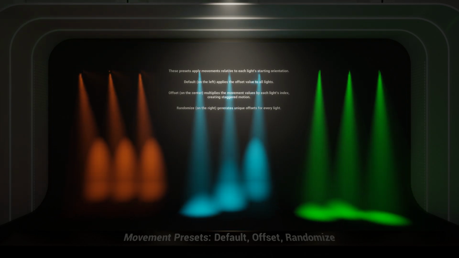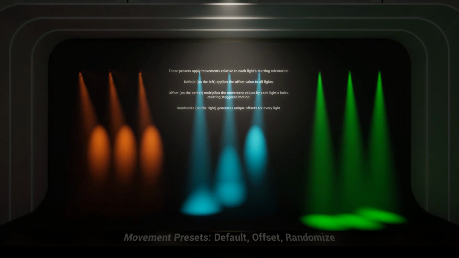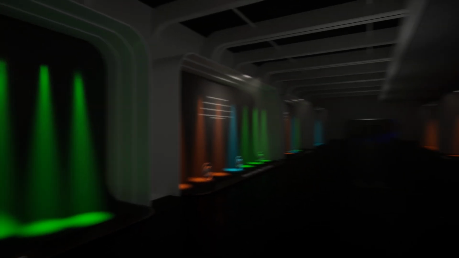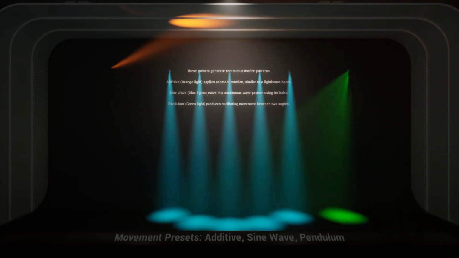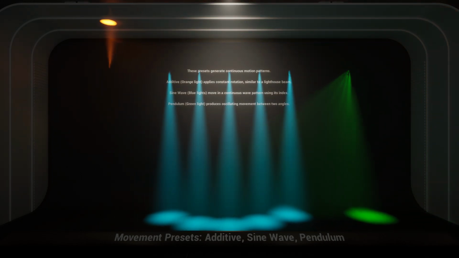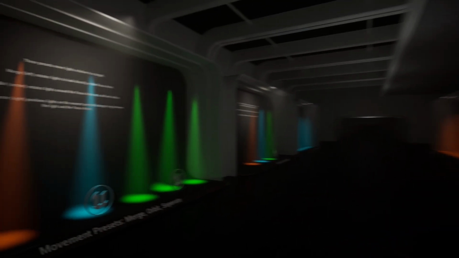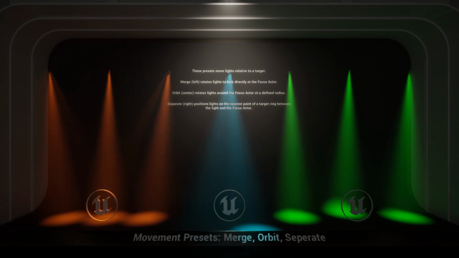Default, offset, and randomize are basic movement presets that provide quick ways to position and vary lights using pan, tilt, and roll values. Additive, sine wave, and pendulum presets are all continuous motions that use pan, tilt, and roll values as magnitude. Merge, separate, and orbit are target-based presets that allow lights to move relative to a focus actor.